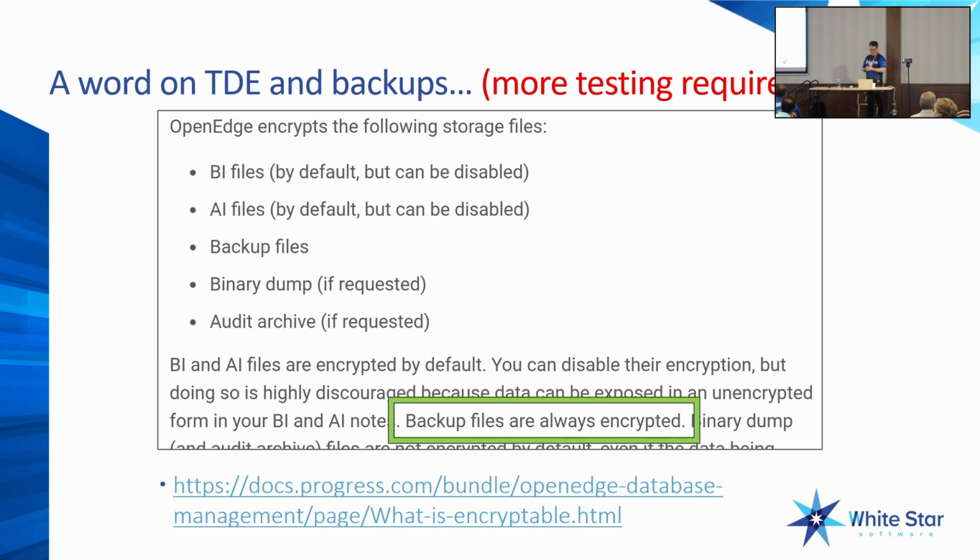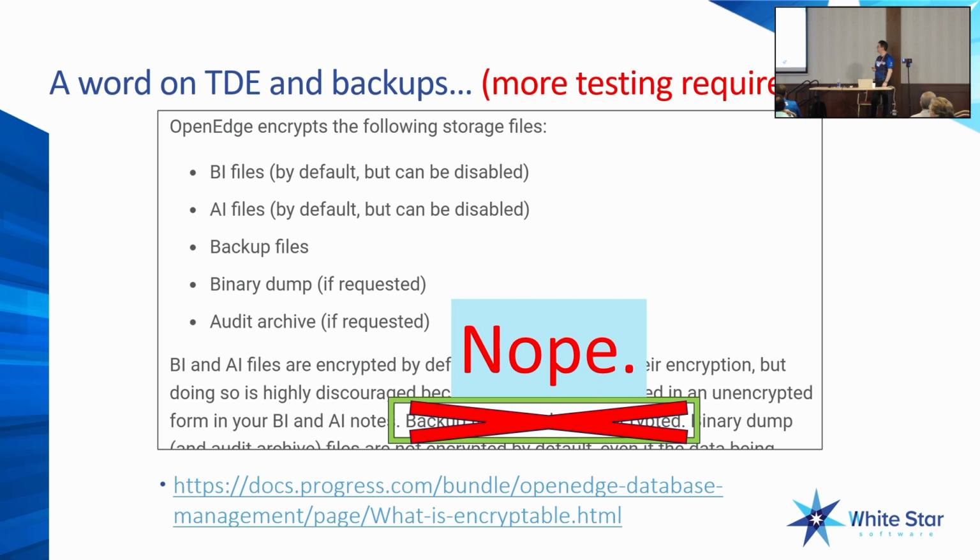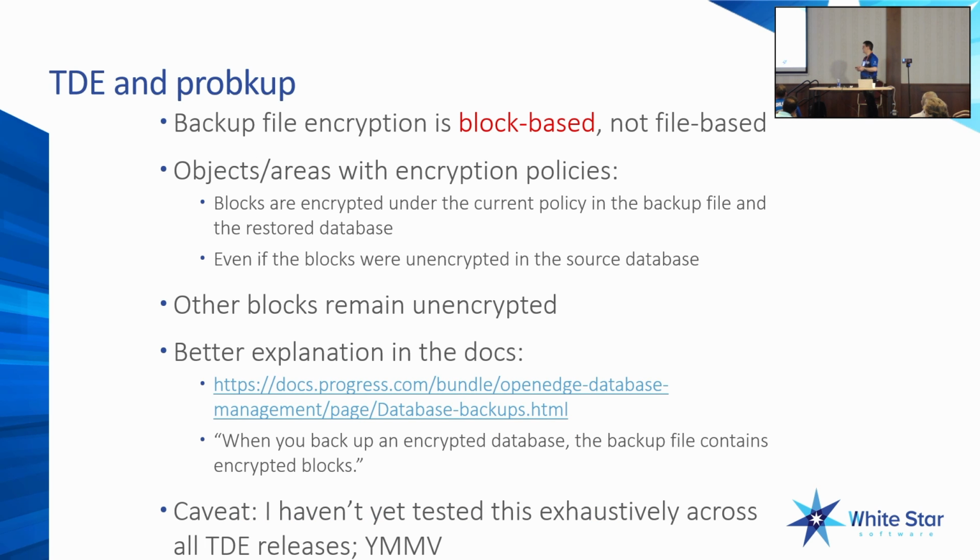Just a quick word on ProBackup. This is a screenshot of the documentation. Backup files are always encrypted. Not really. If you have data in objects that are not covered by an encryption policy, they're in plain text in the database, and they're going to be plain text in your ProBackup file. In fairness to the documentation team, there is another place in the documents that makes a better description of this. It says, when you back up an encrypted database, the backup contains encrypted blocks.